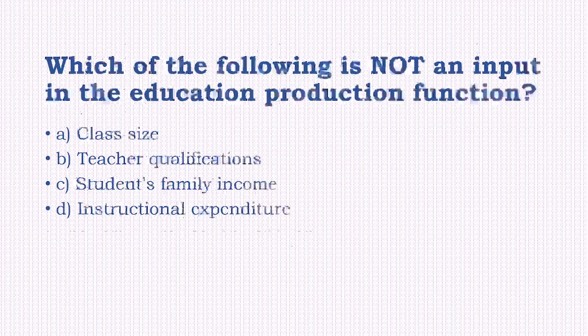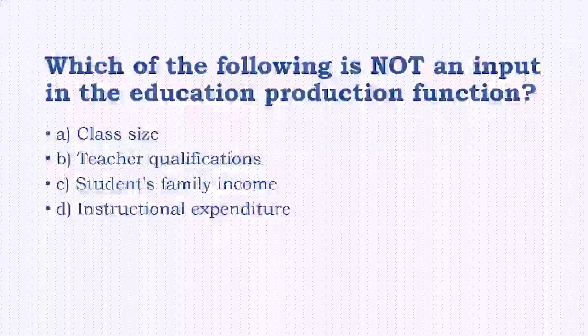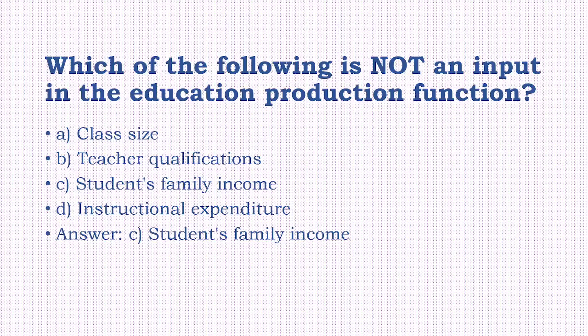Next, which of the following is not an input in the education production function? Options: class size, teacher qualifications, students' family income, instructional expenditure. The answer to this question is option C, that is students' family income.